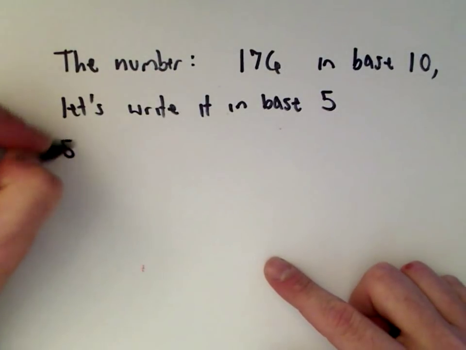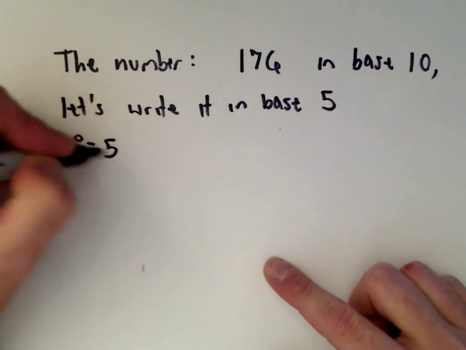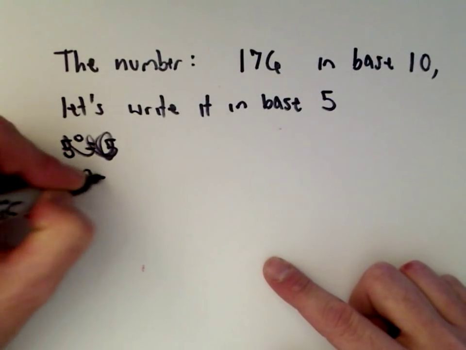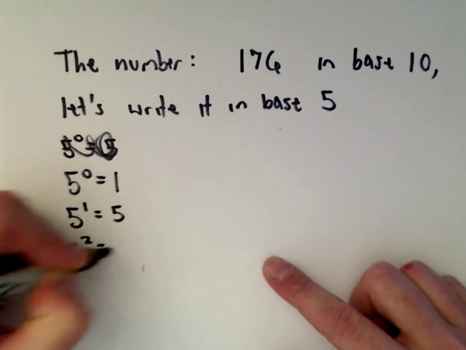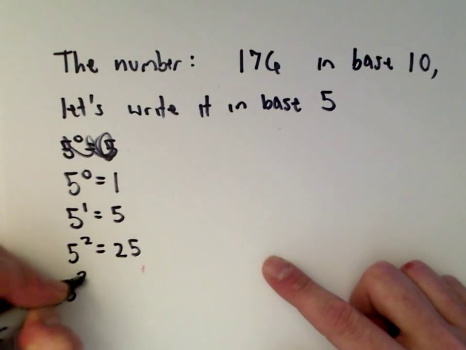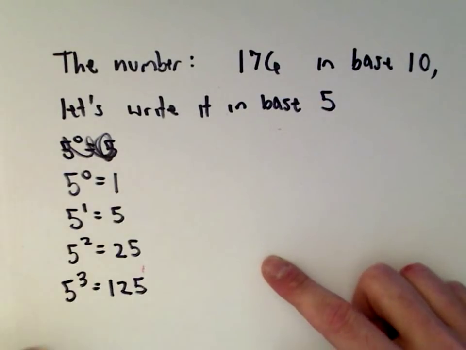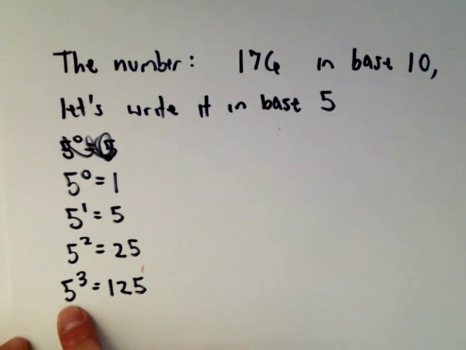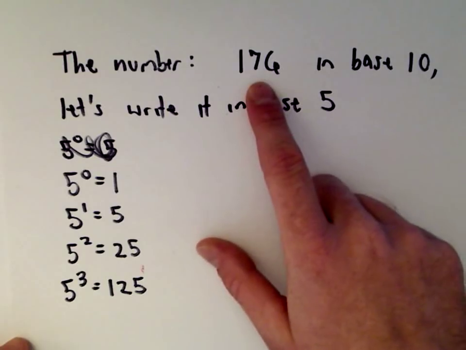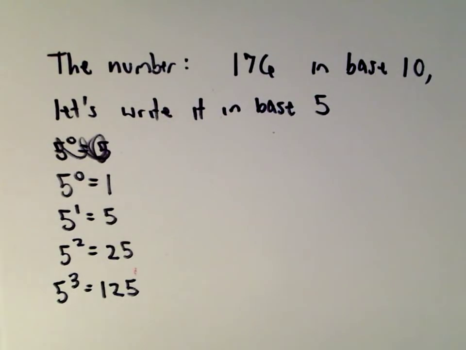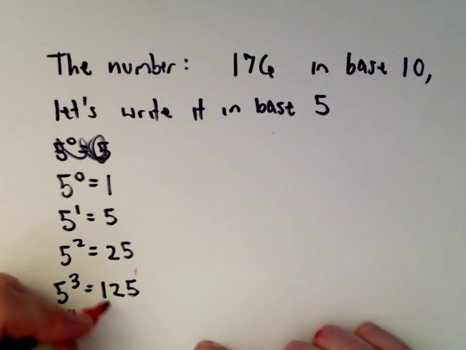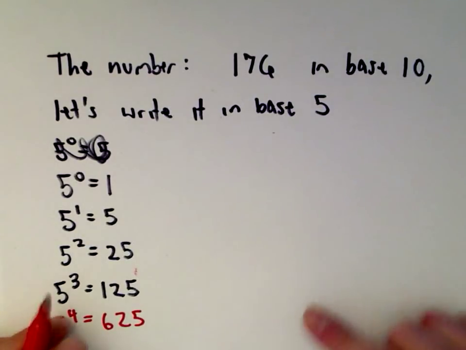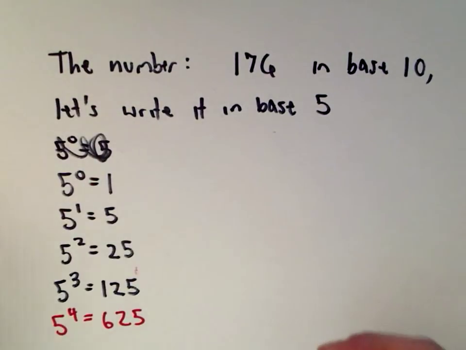Okay, so again, 5 to the 0 is going to be 1. 5 to the first power is 5. 5 squared is 25. 5 to the third is 125. And any power larger than 5 to the third is definitely going to be bigger than 176. Once we get to 5 to the fourth, if we multiply 125 by 5, what is that, 625? Okay, we're already too big. So 176.